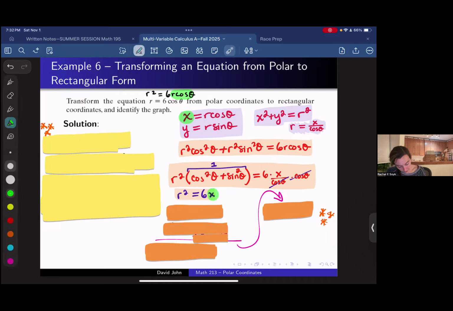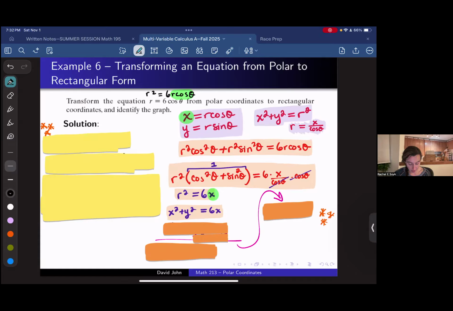Let's keep going. So now we have our x squared plus y squared is equal to 6x. And now we're starting to see what's happening here. We have a circle that we're dealing with. We want to bring everything over to that left-hand side, set it equal to 0, and then complete the square in order to figure out what is the center point of this circle and what is the radius.